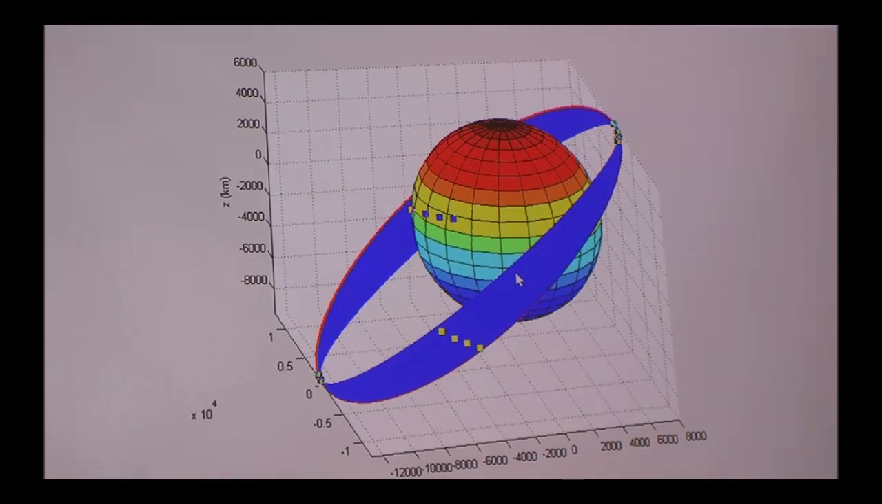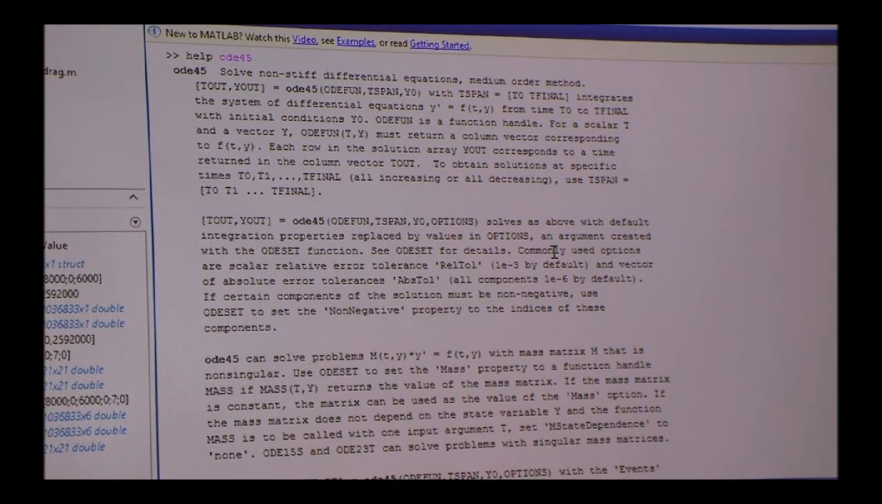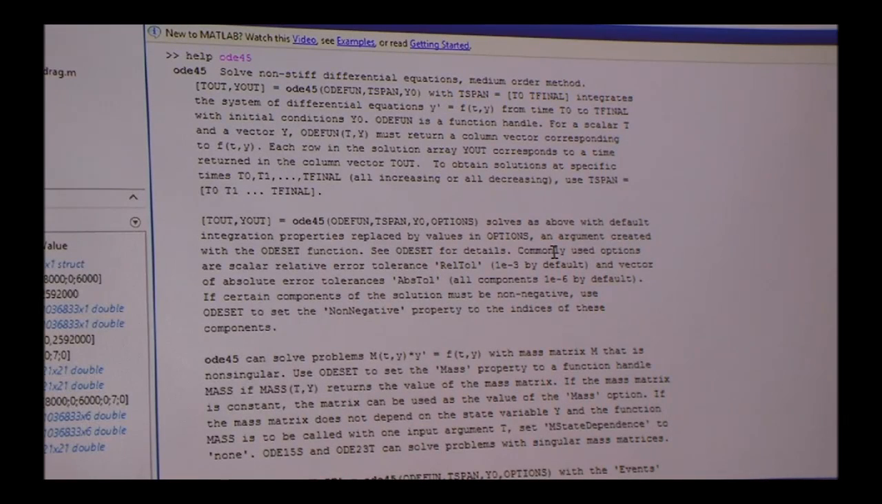So we'll create this. Okay, ODE 45. What does it do? Well, you go here and you ask MATLAB what it does. That's what I do all the time. If I have to integrate equations of motion and if I have to solve some equation, I don't believe in memorizing stuff. I just use resources. I go and search. ODE 45 solves non-stiff differential equations with the medium order method, and I think it's a Runge-Kutta method, the one that is mostly used in engineering. And here it tells you how to use it.